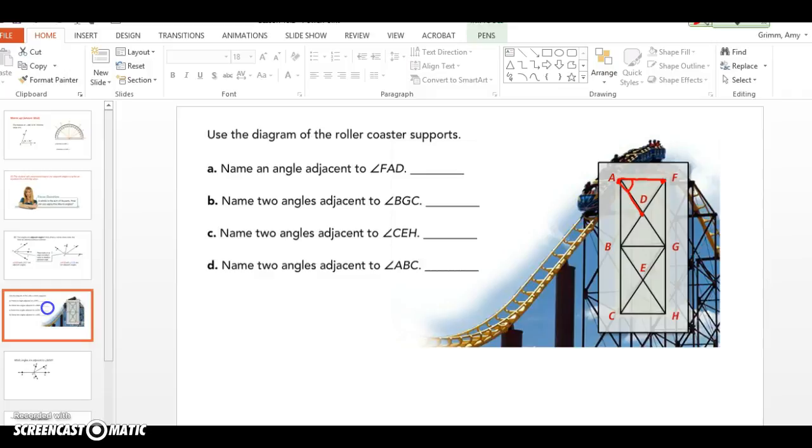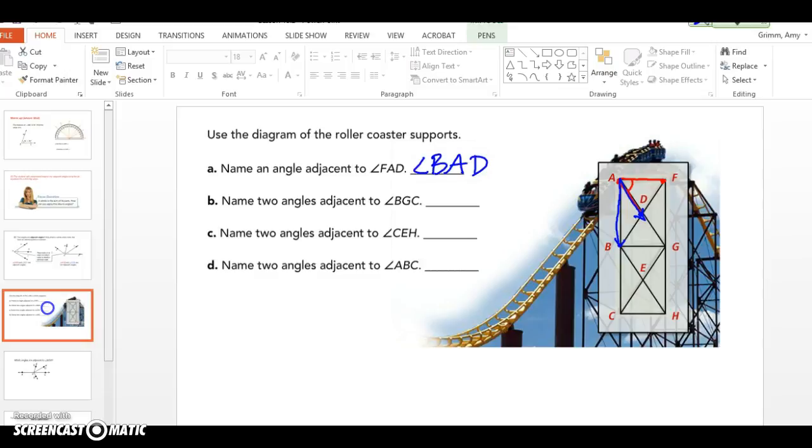Okay, tell me an angle that's adjacent to that. Cassie. BAD. All right, you said BAD. So this one right here. Here's BAD. Agree? Yeah, because it's next to it. It's touching that one. All right, next one.